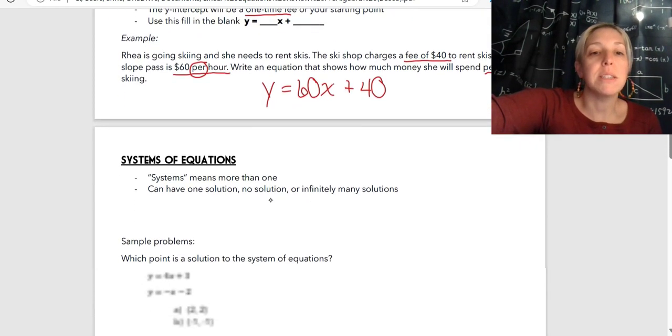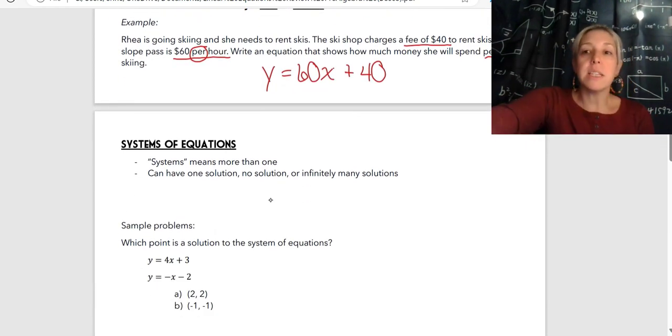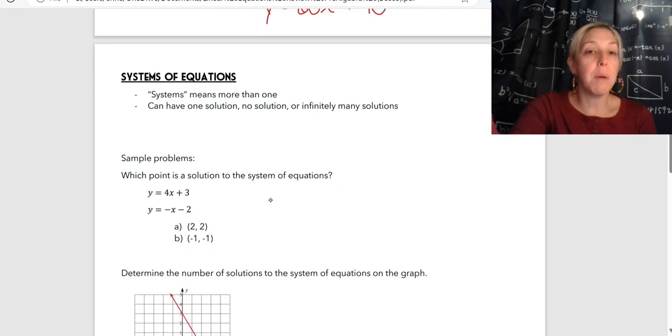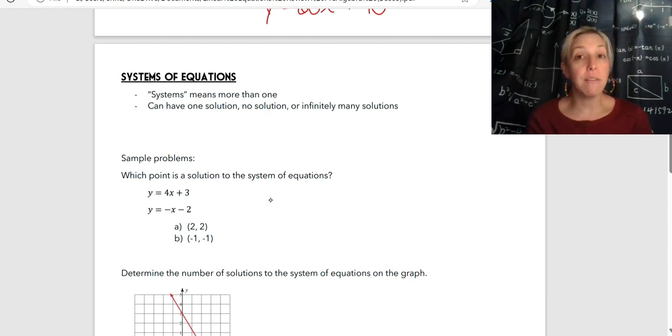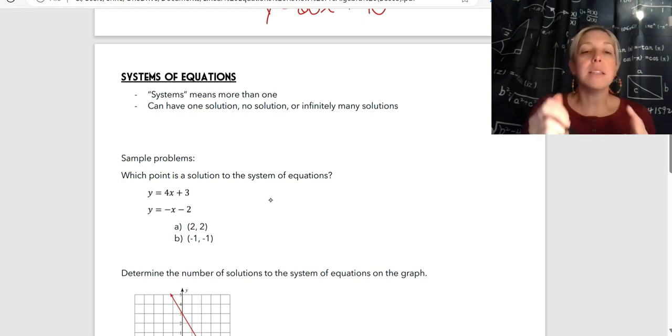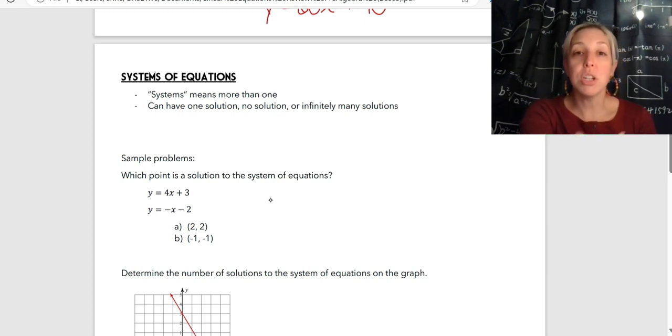All right, now, systems of equations. This is the last section, the last module that we did. Systems just is a fancy math word that means more than one. It's like a group of equations. When you get into higher level math, sometimes you'll have 3, 4, 5, 6 equations in a system, but you guys are only going to have 2 on this test. It is important to know they can have one solution, no solution, or infinitely many solutions.